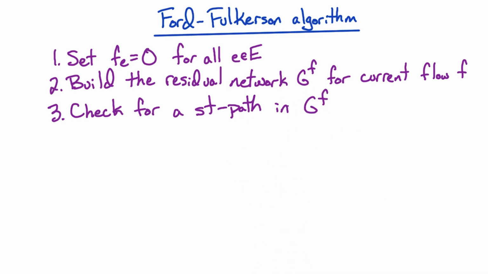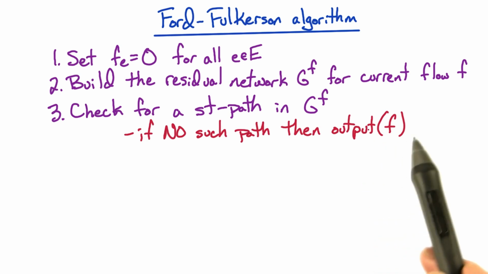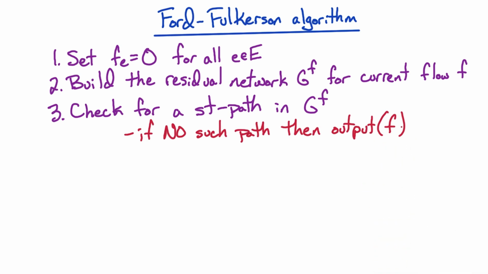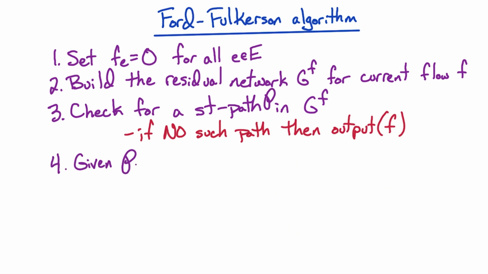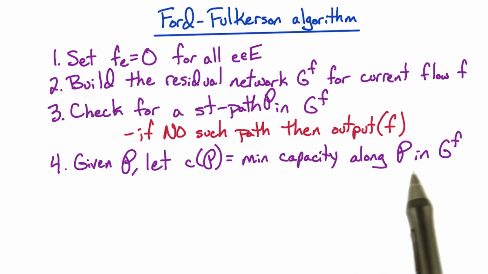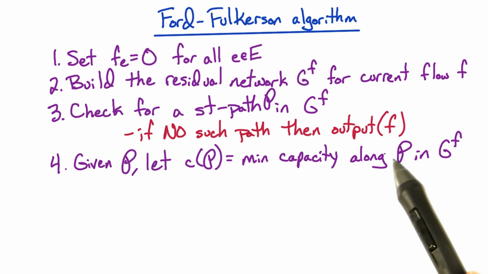How do we look for the path? Once again, we use DFS or BFS. If there is no such path, then we stop the algorithm and we output the current flow as the max flow for this graph. If instead we found such a path, let's first denote this path by P. Now given this path P, let's define the capacity of this path. This is the minimum capacity along this path in the residual network. So look at the edges in this path, look at the capacities of these edges in the residual network.